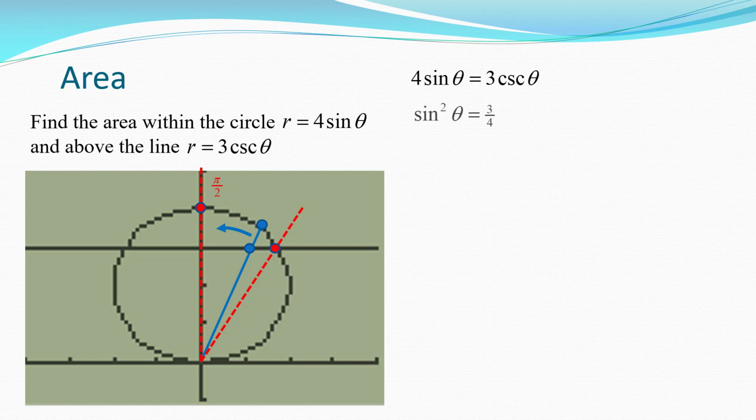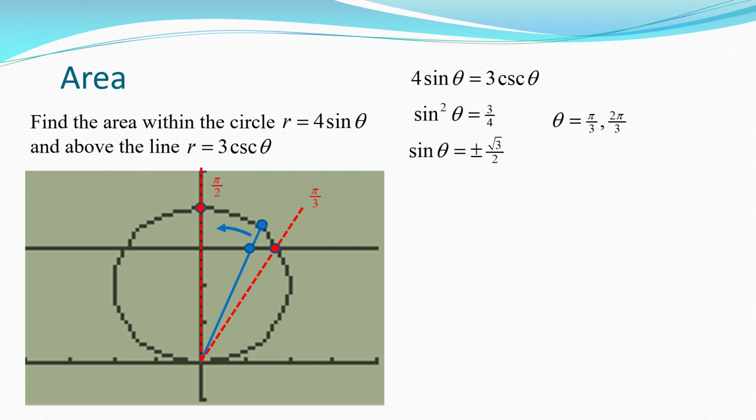You can then multiply both sides by sine and divide by 4. You can then take square roots. So the sine of theta must be one of these two numbers. So there are at least two answers, one in quadrant 1 and one in quadrant 2, and those would be those two angles. Clearly the one I need is the first one, pi over 3. So my angle range is from pi over 3 to pi over 2.